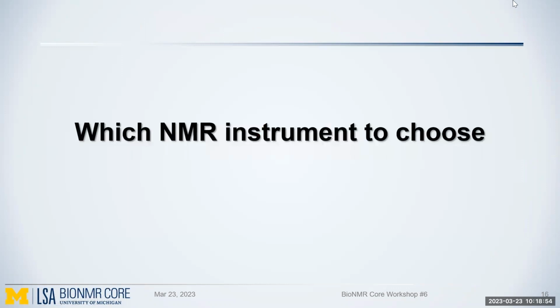Okay, so those are some examples of the applications of variable temperature NMR experiments. Once we have decided to run these VT NMR experiments, we can choose the appropriate instrument to run them. So we'll go over this so that you know which NMR instrument to choose.